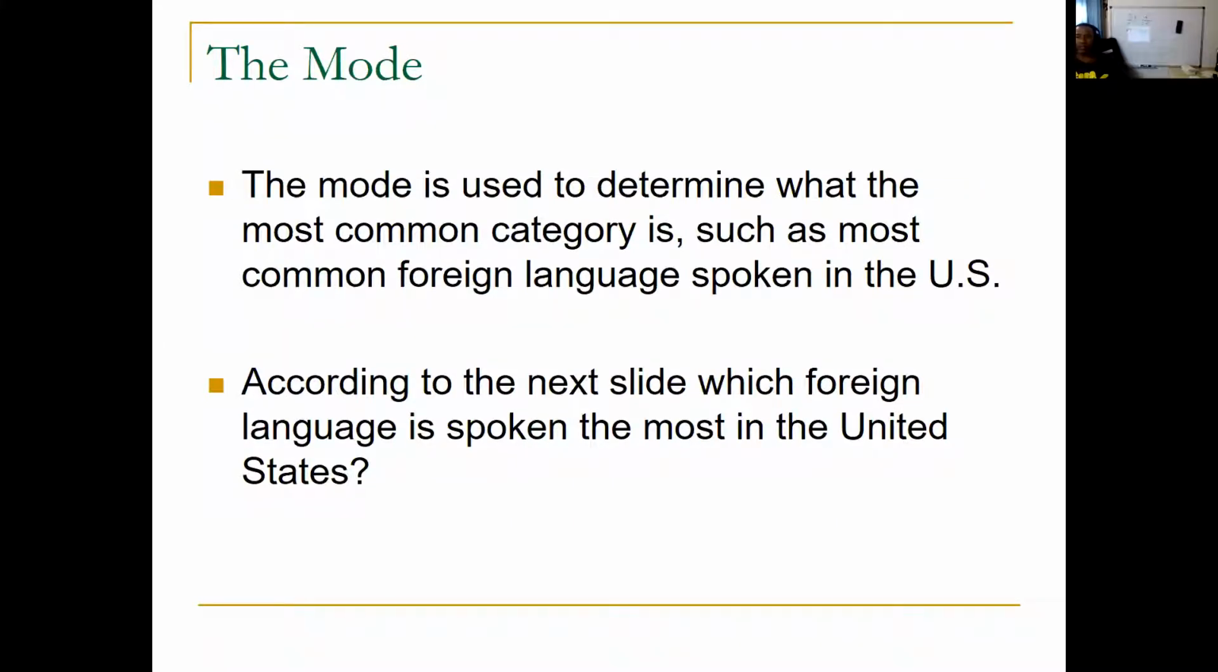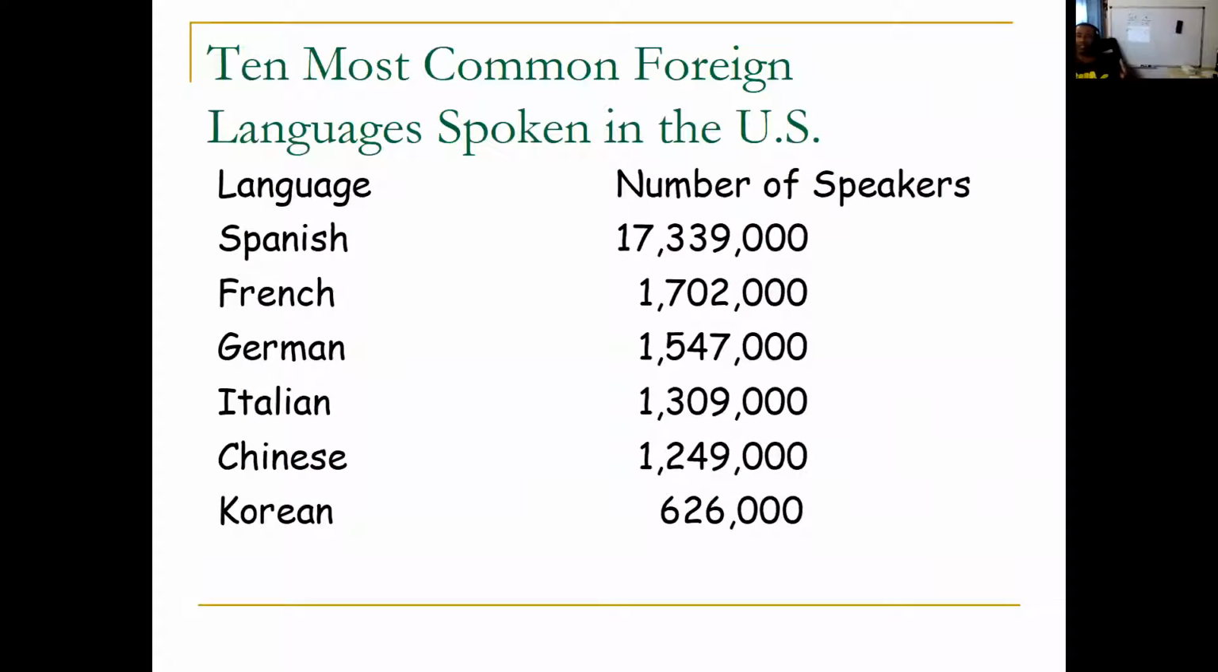So the mode is used to determine what the most common category is. For example, if we're thinking about what's the most common foreign language spoken in the US, we can look at this distribution. We can see that Spanish is by far the most common foreign language spoken in the United States, with approximately 17,339,000 Spanish speakers.